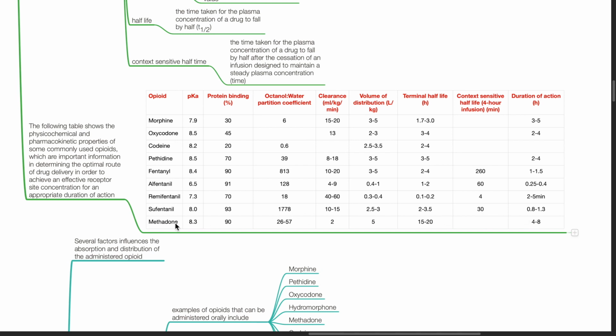For methadone, the pKa is 8.3, protein binding 90%, octanol-water partition coefficient is 26 to 57, clearance is 2 ml per kg per minute, volume of distribution is 5 liters per kg, terminal half-life is 15 to 20 hours, duration of action 4 to 8 hours.